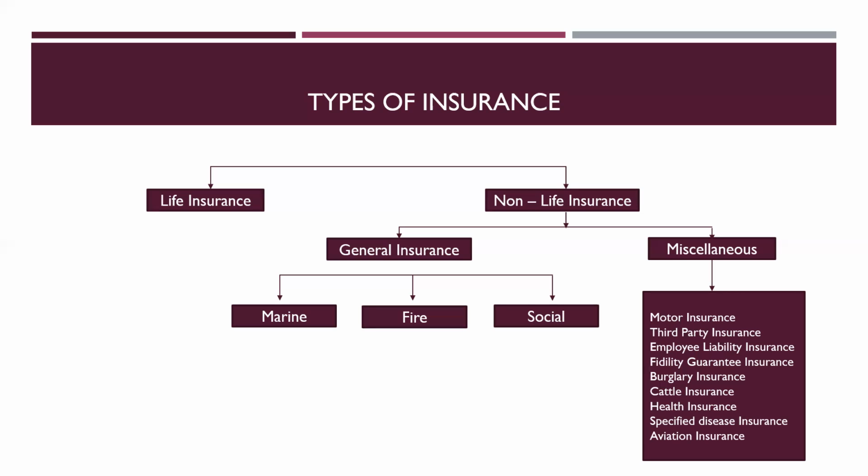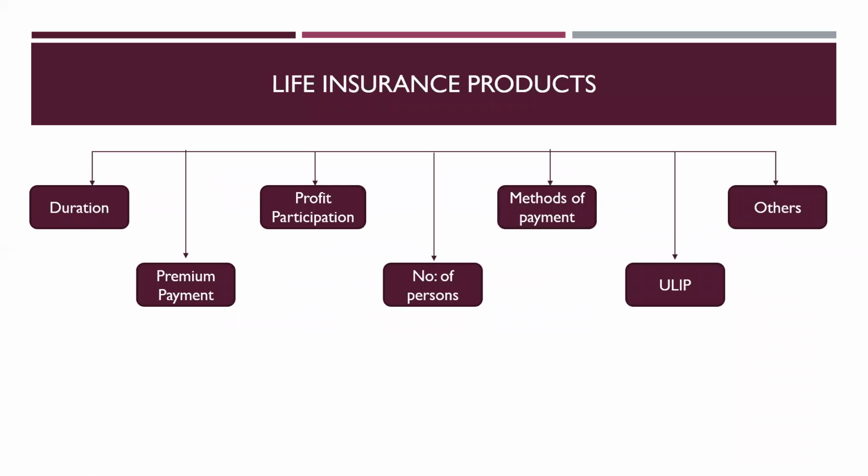General insurance has again been classified into marine, fire, and social insurance. So in this module, we are required to learn in detail the different life insurance policies, marine insurance policies, and fire insurance policies. So we look into the different life insurance products or life insurance policies. What are they? The different types of life insurance policies are classified on the basis of duration, on the basis of the premium payment, on the basis of profit participation, on the basis of number of persons insured, on the basis of methods of claim payment, on the basis of ULIP, that is unit-linked insurance policy. And there are also other products under life insurance policy. So we look into each of these categories in detail.